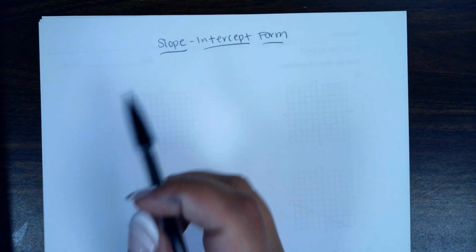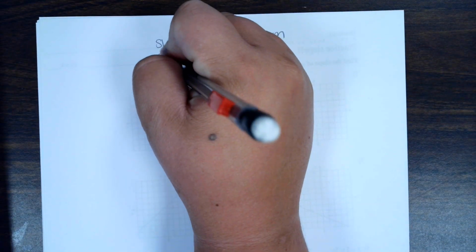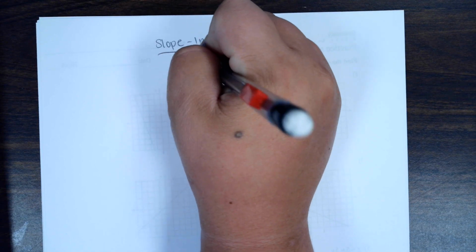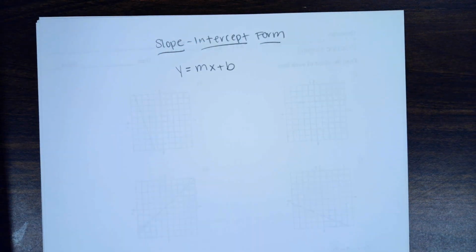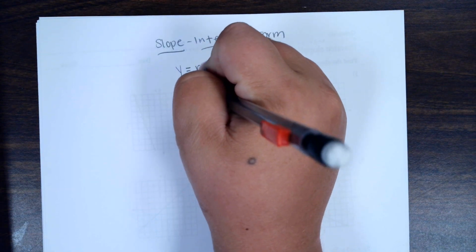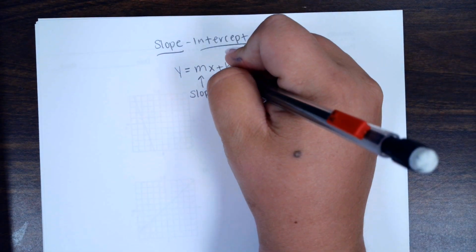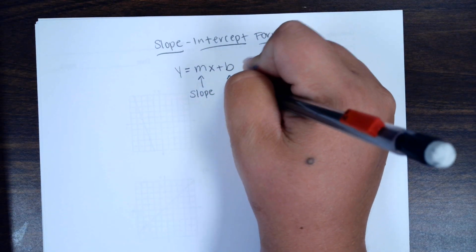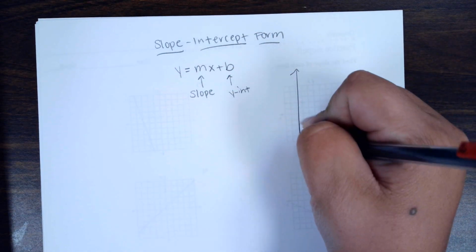Hello everyone. Before we continue to talk about parallel and perpendicular line slopes, I just want to review one form of the linear equation, and that is slope-intercept form. The general form for that is y = mx + b. M represents your slope. B represents your y-intercept.